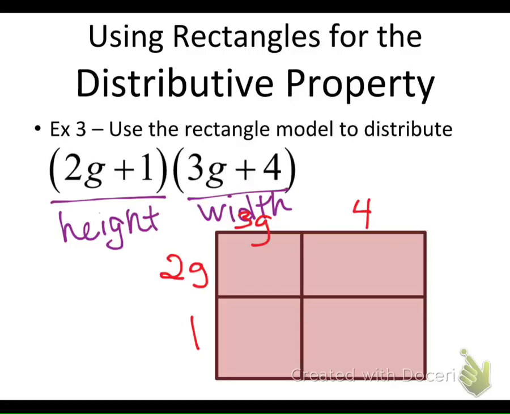Okay, great. So from here, I can find the area of all of my squares, or my rectangles. My apologies. So for my first rectangle, I'm going to put A equals, what is my height? 2g. What's my width? 3g. Good. Which means that my area for this rectangle is 6g squared. Very good.